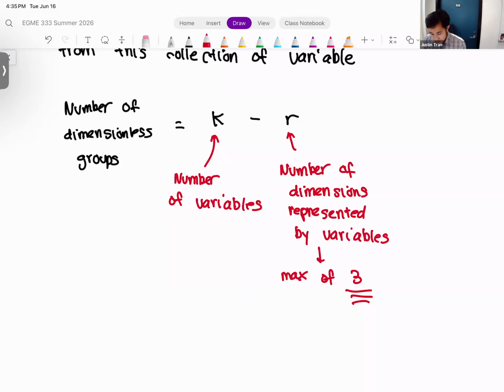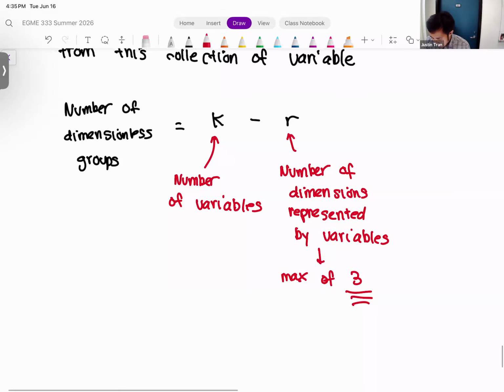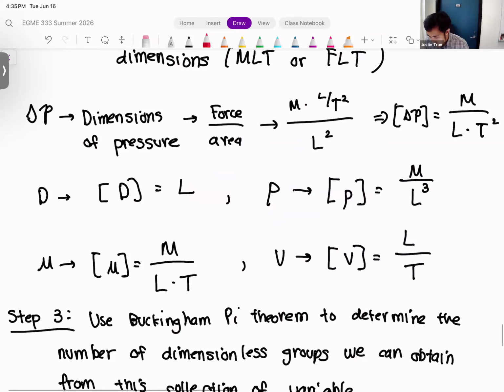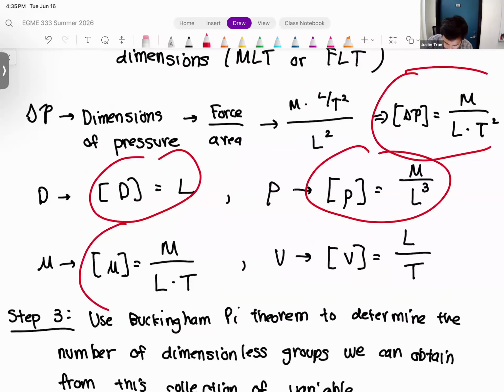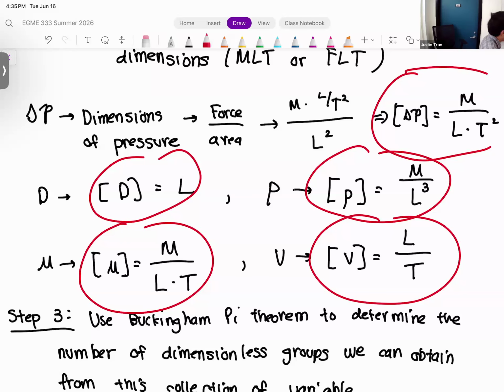So the way to count R is to go back to step 2. We're going to look at dimensions for all of our variables here, and we're going to see if all 3 of our dimensions are represented at least once. So we're going to look to see if mass is present in the variables at least once. We're going to look to see if length is present at least once. They don't all have to appear in the same variable, but just across all the variables in our system, are these dimensions represented?